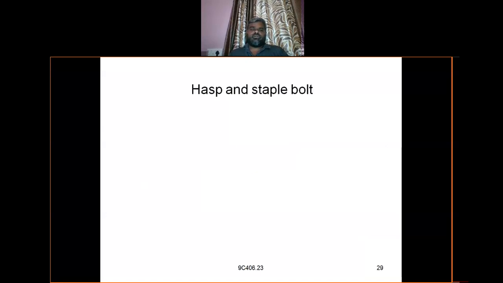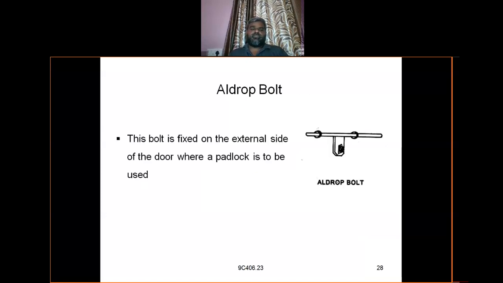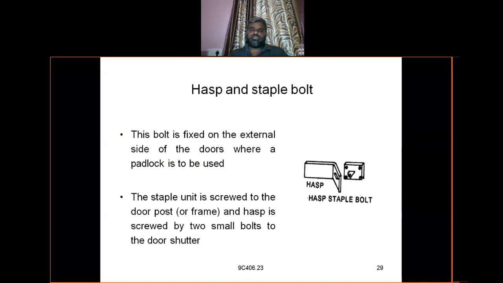This is all drop bolt, commonly used. This type of bolt is fixed on the external side of the door where a padlock is to be used. Hasp and staple bolt. This bolt is fixed on the external side of the doors where a padlock is to be used. The staple unit is screwed to the door post and the hasp is screwed by two small bolts to the door shutters.